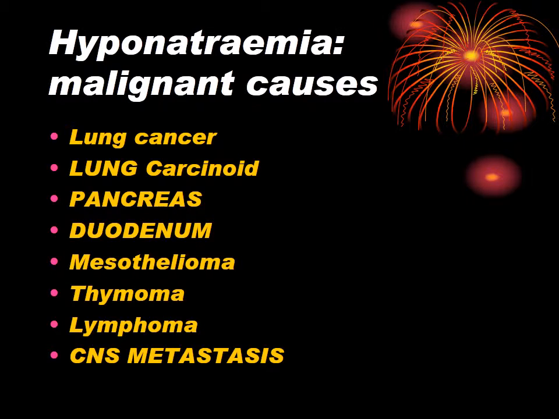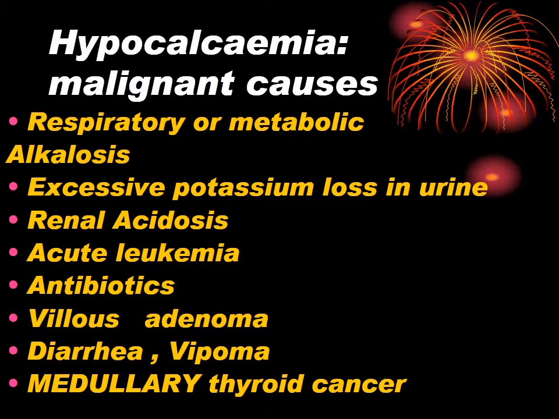Hyponatremia. Malignant causes of hyponatremia: lung cancer, lung carcinoid, pancreas, duodenum, mesothelioma, thymoma, lymphoma, and CNS metastases. Causes of malignant hypocalcemia: respiratory or metabolic alkalosis, excessive potassium loss in urine, renal acidosis, acute leukemia, antibiotics, villous adenoma, diarrhea, vipoma, medullary thyroid cancer.